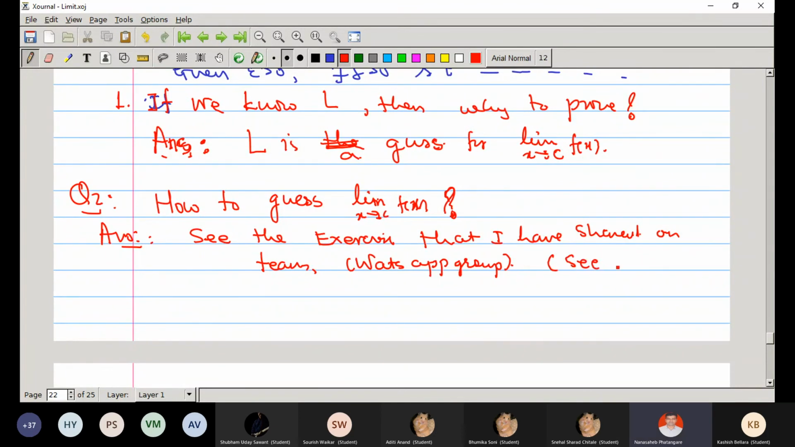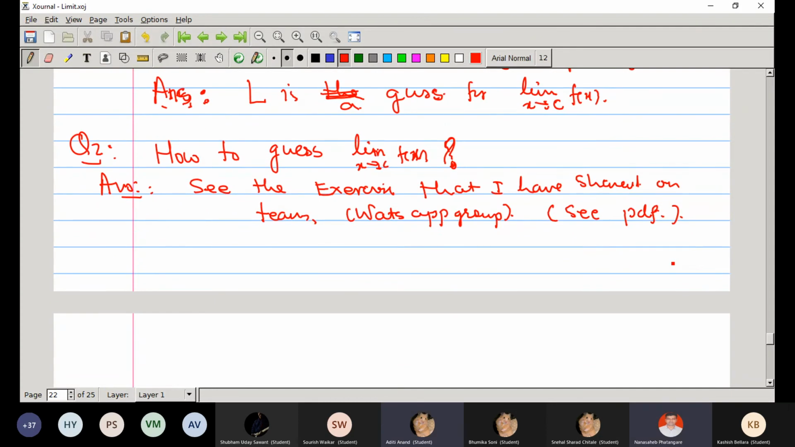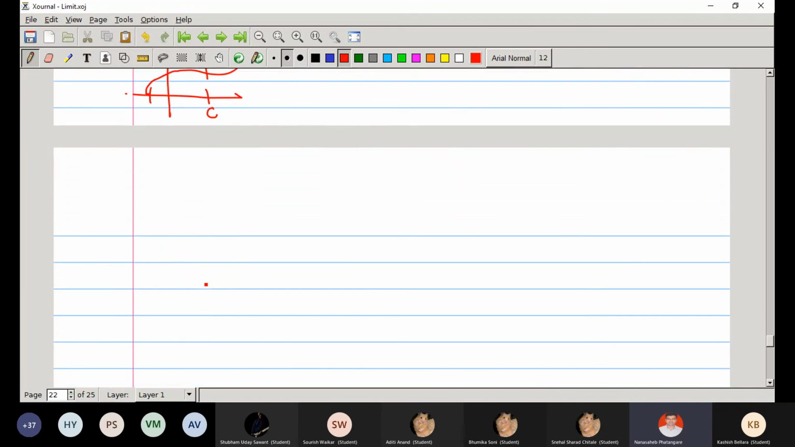See the PDF. Did you see the PDF? Yes, sir. And see the second part of the PDF, how to guess the limit of a function. The idea is, suppose this is my function, this is the graph of the function, and I am thinking about the limit at c. So what is in my mind?